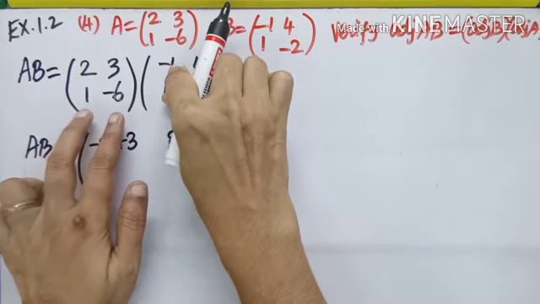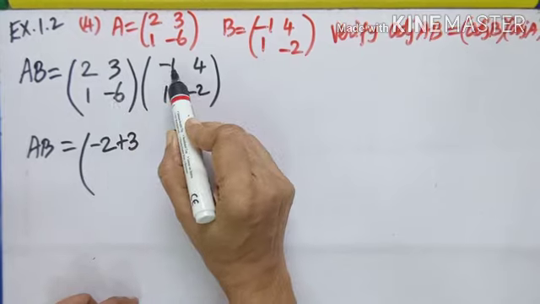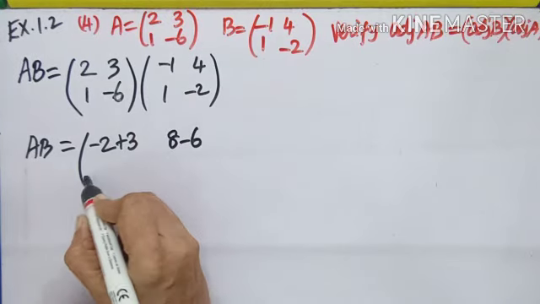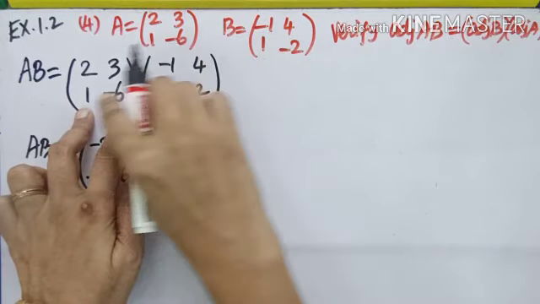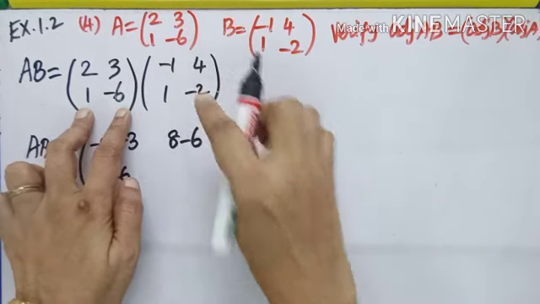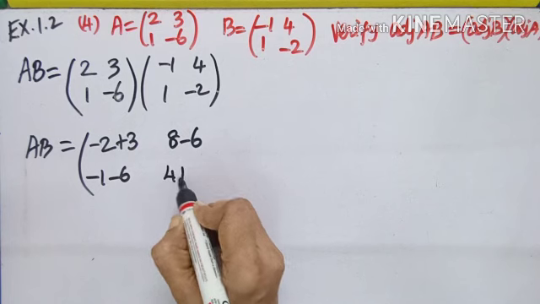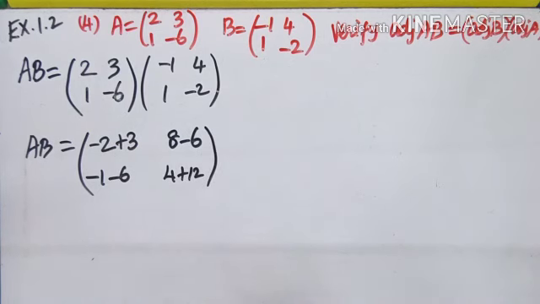Second row by first column. 1 into minus 1, minus 6 into 1. Second row by second column. 1 into 4, minus 6 into minus 2. Simplify the answer.